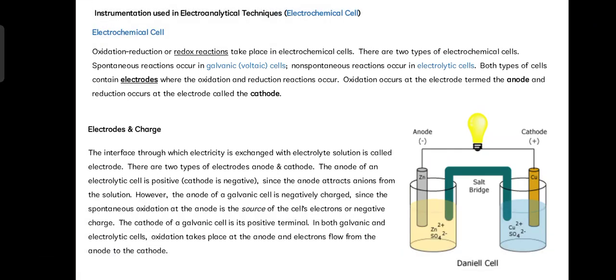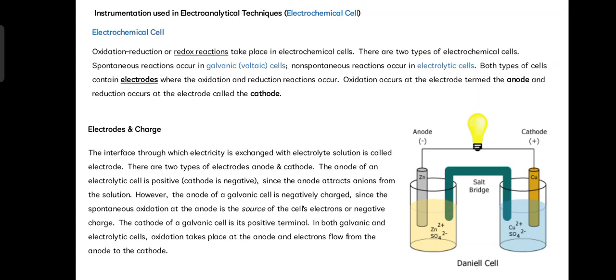Here we discussed the instrumentation used in electroanalytical techniques and electrochemical cells. In electrochemical cells, oxidation and reduction, or redox reactions, take place combined. There are two types of electrochemical cells. Spontaneous reactions occur in galvanic cells or voltaic cells, and non-spontaneous reactions occur in electrolytic cells.